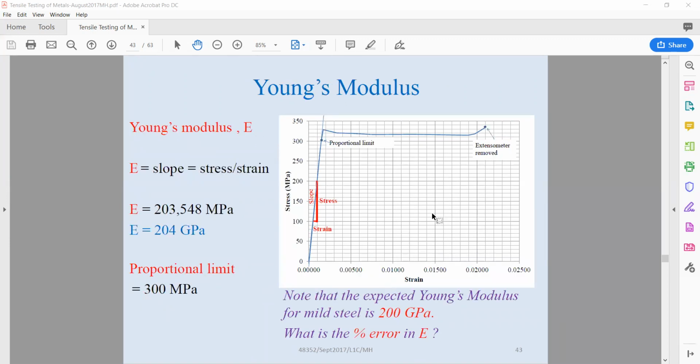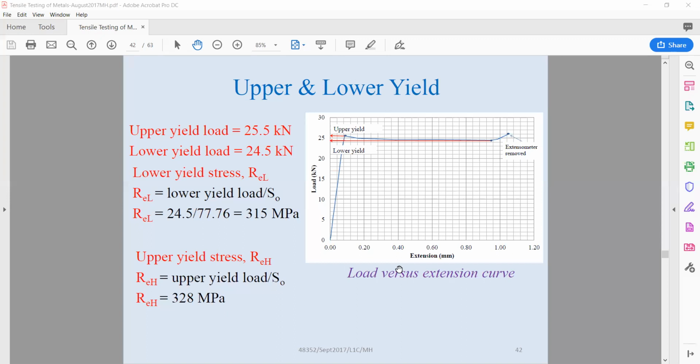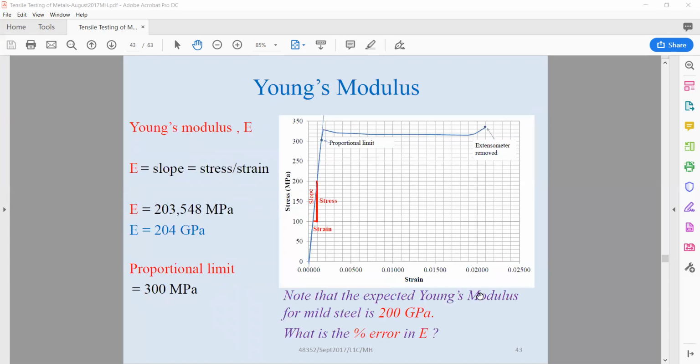Then the Young's modulus or modulus of elasticity of the sample is usually the slope of the stress strain. Now, from the load extension, you divide the load by the area, and you divide the extension by the initial gauge length of the extensometer, which is 50, you get this curve, which is stress strain. Our aim is to find the stress strain curve.